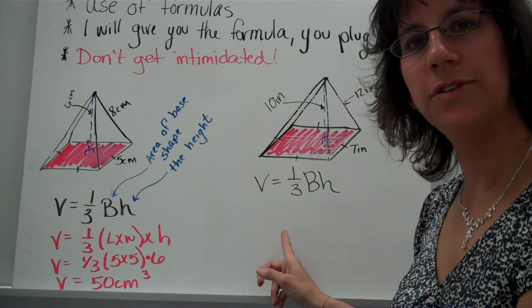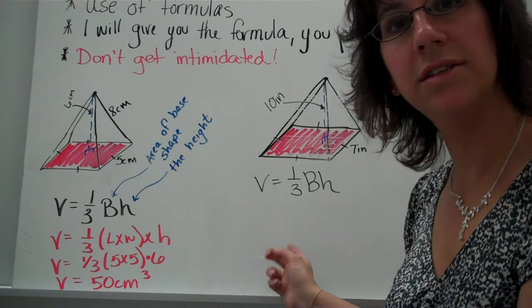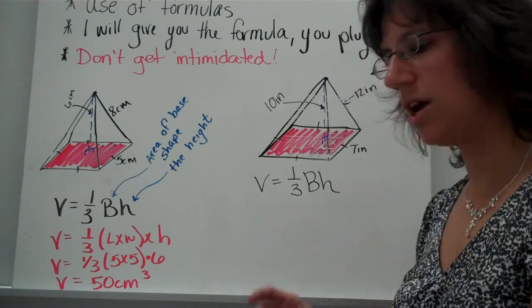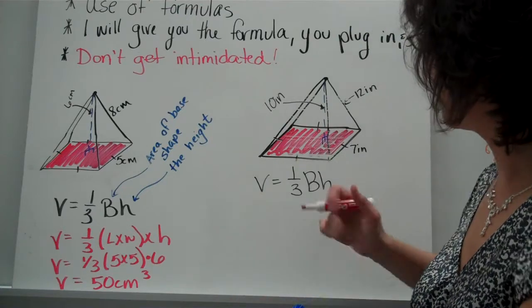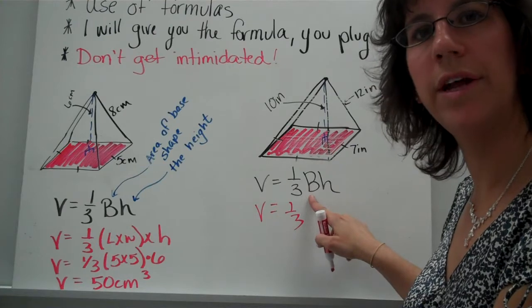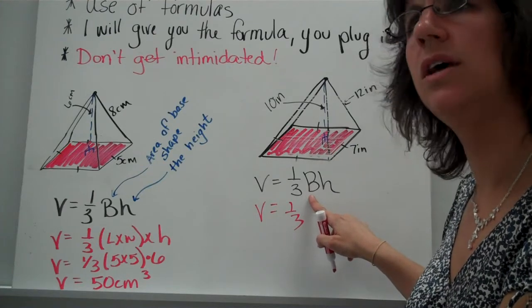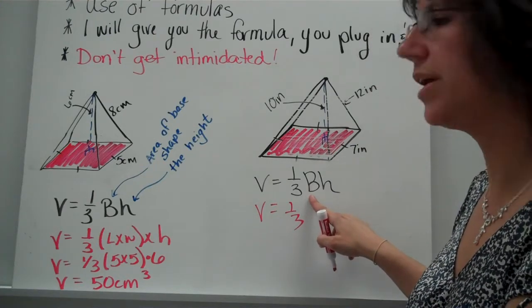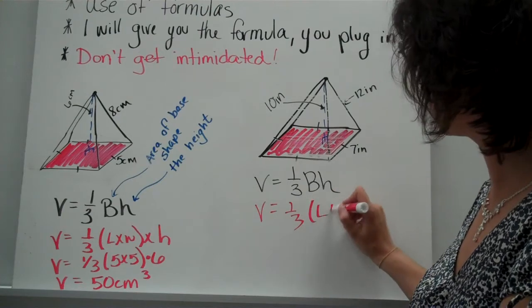Did you find the volume for this shape yet? If not, pause the video and do that. Otherwise, let's go ahead and go over your answer. Remember, B stands for area of the base. So take a look at the base and see what shape is it. Here I have a rectangle, so I'm going to do length times width.